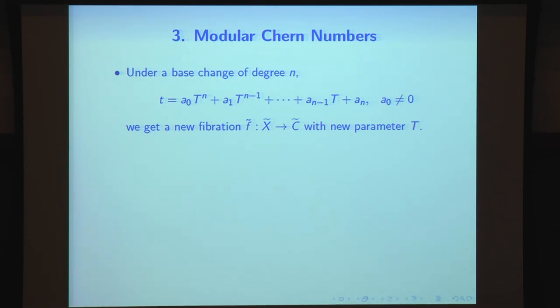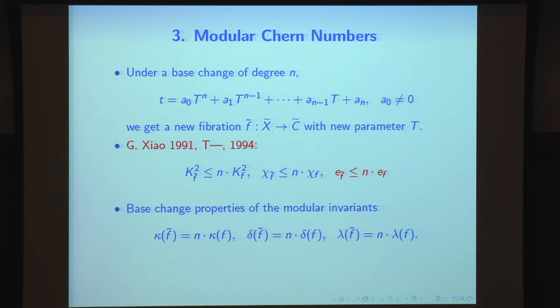Okay, why are the relative invariants not a good invariant for us? We consider a base change. This is the old parameter, this is the new parameter. The base change is defined by this in general. So we get a new fibration. This is a global base change, not just a local base change. So for this base change, this is the relation of the relative invariants. We have only some inequalities.